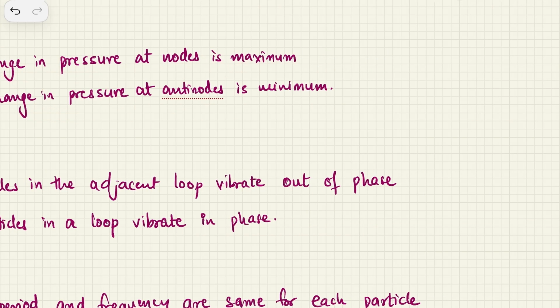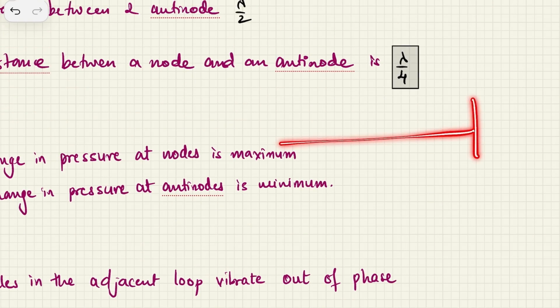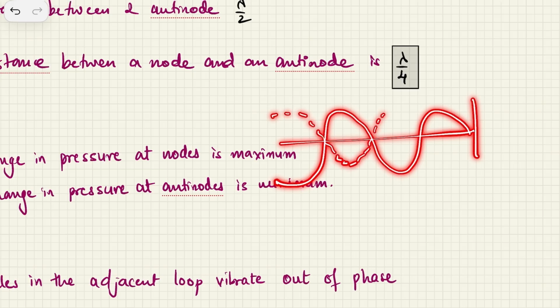So if a stationary wave is produced, something like this, so this point is where the node is, and this is the point where the maximum change in pressure is occurring. This is the point where the maximum change in pressure is occurring. Same way here.